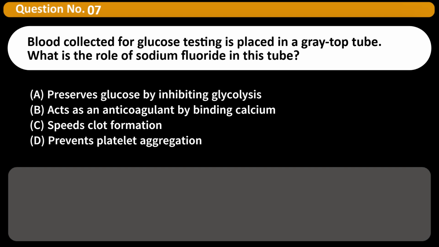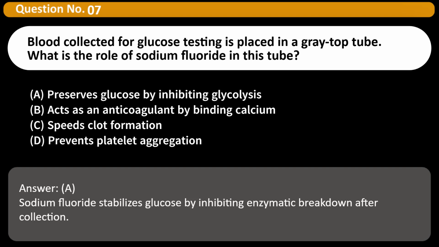B. Acts as an anticoagulant by binding calcium. C. Speeds clot formation. D. Prevents platelet aggregation. Answer A. Sodium fluoride stabilizes glucose by inhibiting enzymatic breakdown after collection.